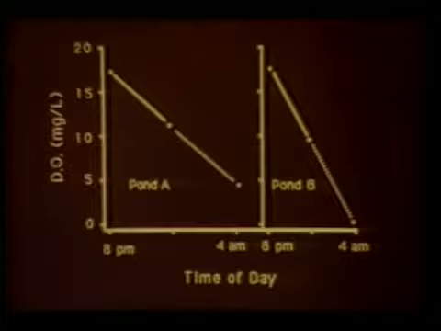In Pond A, the dissolved oxygen was measured at 8 p.m. and again at midnight, and the values were plotted and a straight line was drawn to connect them. From the value observed at midnight, the line was extended to dawn. In this case, the extended line is dotted. In this example, Pond A should have adequate oxygen at dawn, while Pond B probably will not.